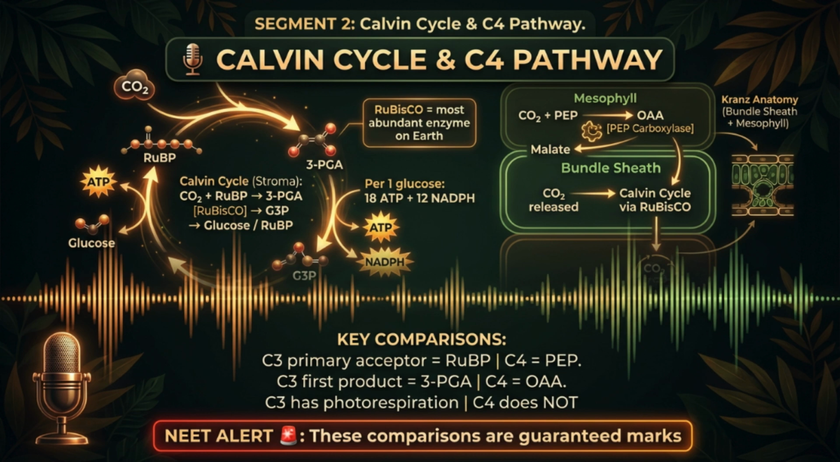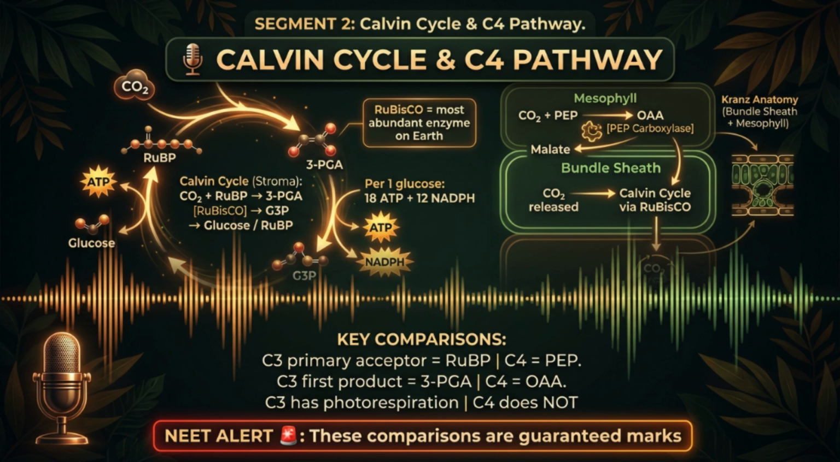Now let's talk about the Calvin cycle, where the actual sugar making happens. These are the dark reactions, but that name is misleading. They don't need darkness, they just don't directly need light. They happen in the stroma of the chloroplast. The cycle has 3 stages.